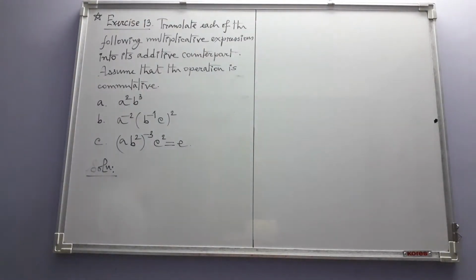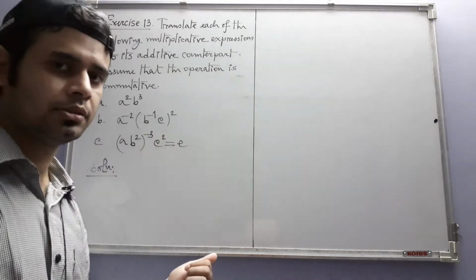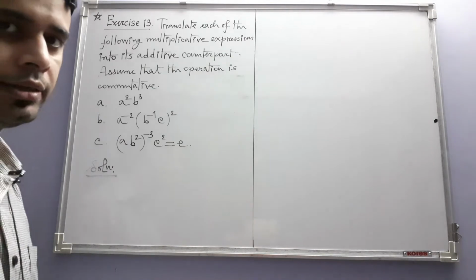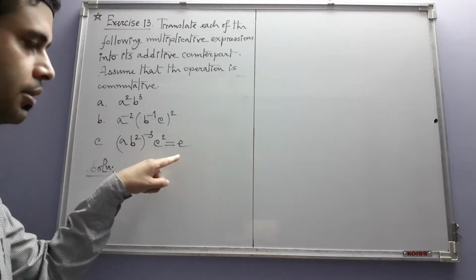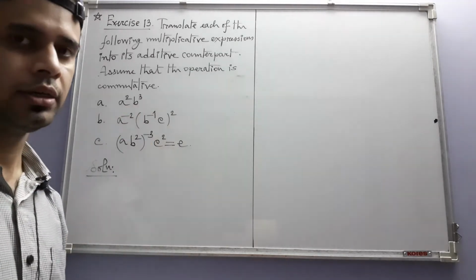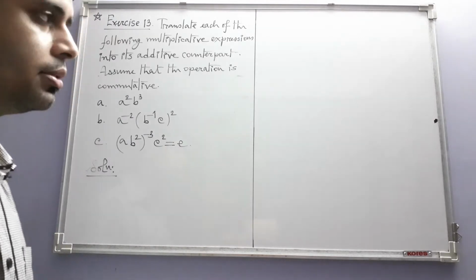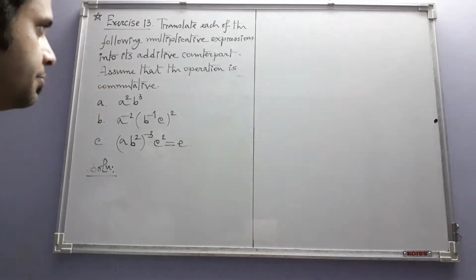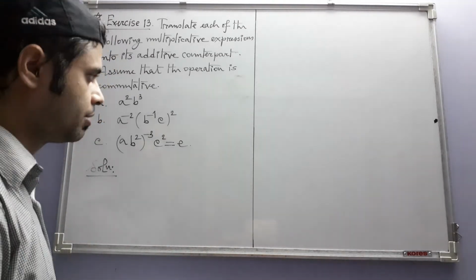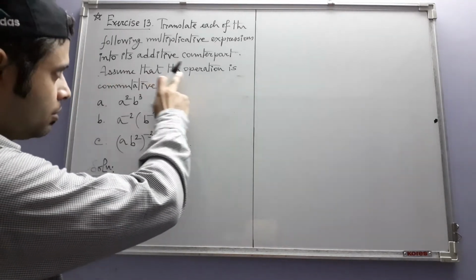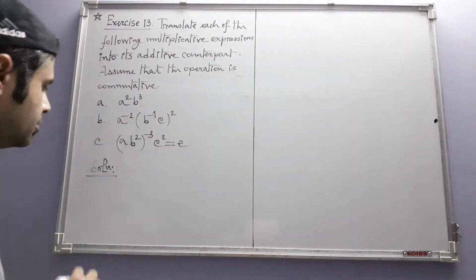Okay, next exercise 13. Here we are given three expressions and we have to write these same expressions using additive notation. They have been written in multiplicative notation, where we just don't write the binary operation that is present between two elements. In additive notation, that has to be replaced with the plus sign, and that particularly is done when the operation is commutative, which is the case here because we should also assume that the operation is commutative.